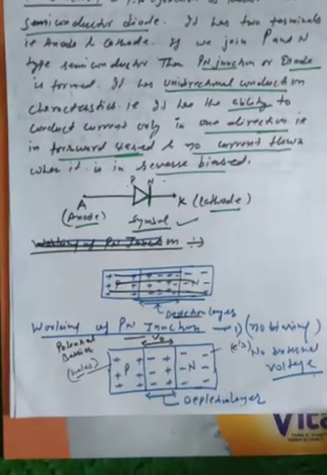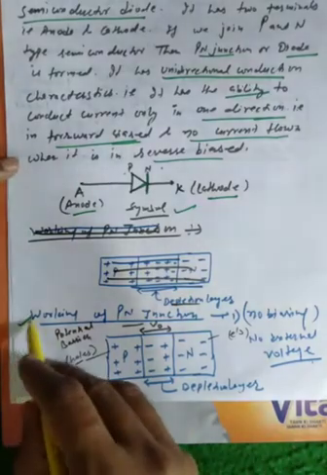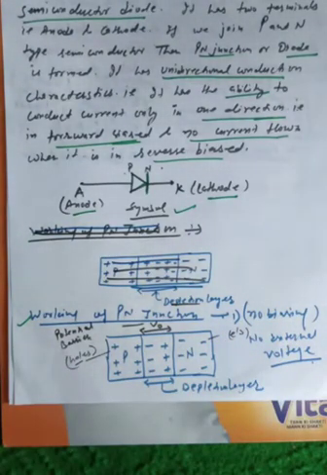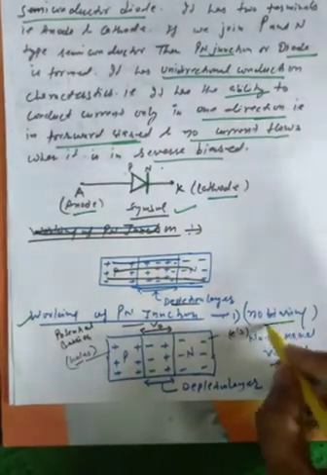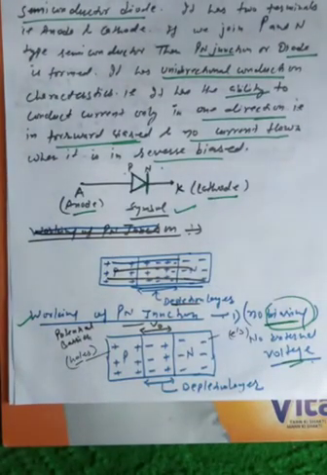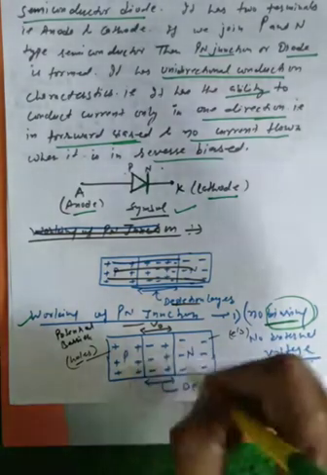So next is working of PN junctions. There will be three modes in which PN junction will work. First, we will take the case of when there is no biasing. The biasing means applying the external voltage. When there is no biasing, no external voltage is applied across the PN junction.